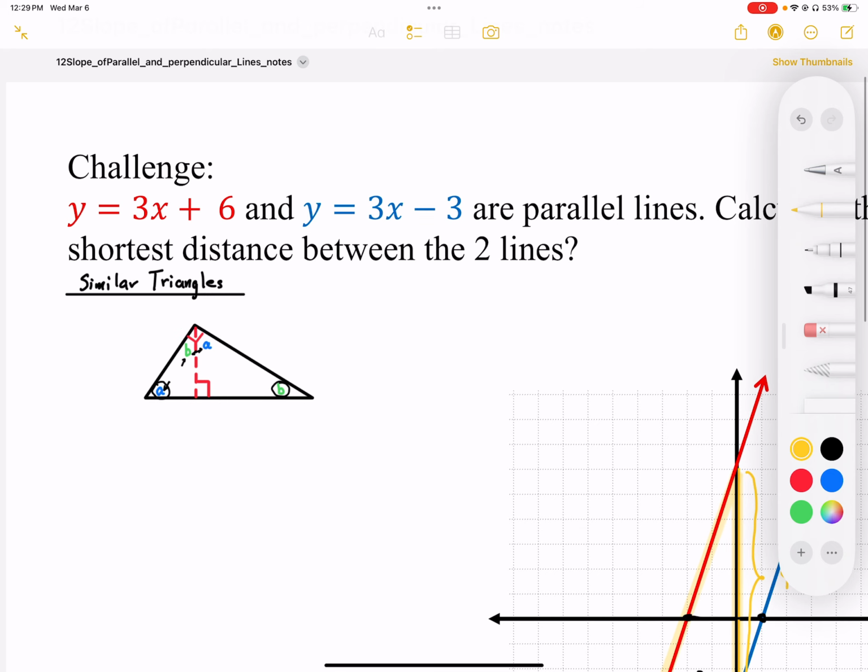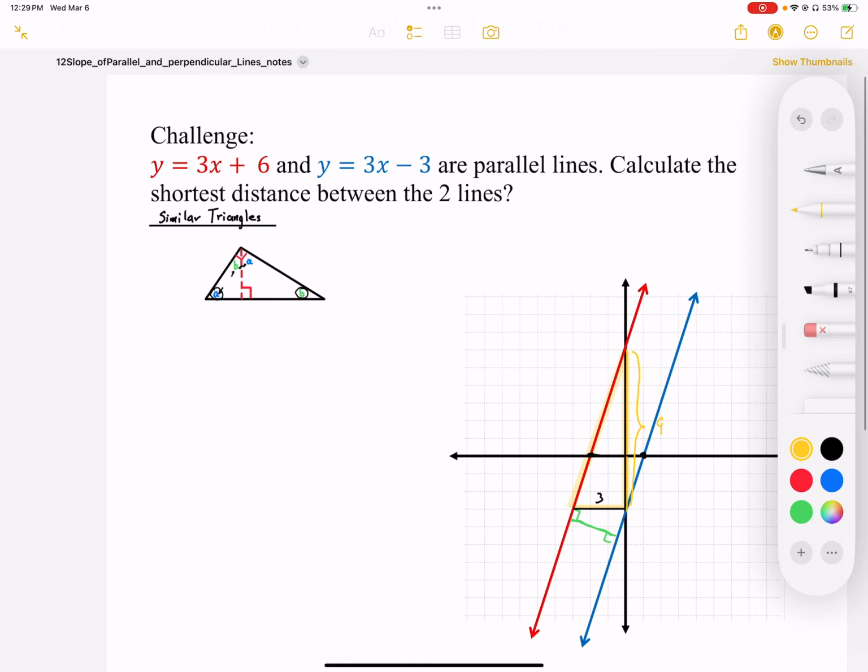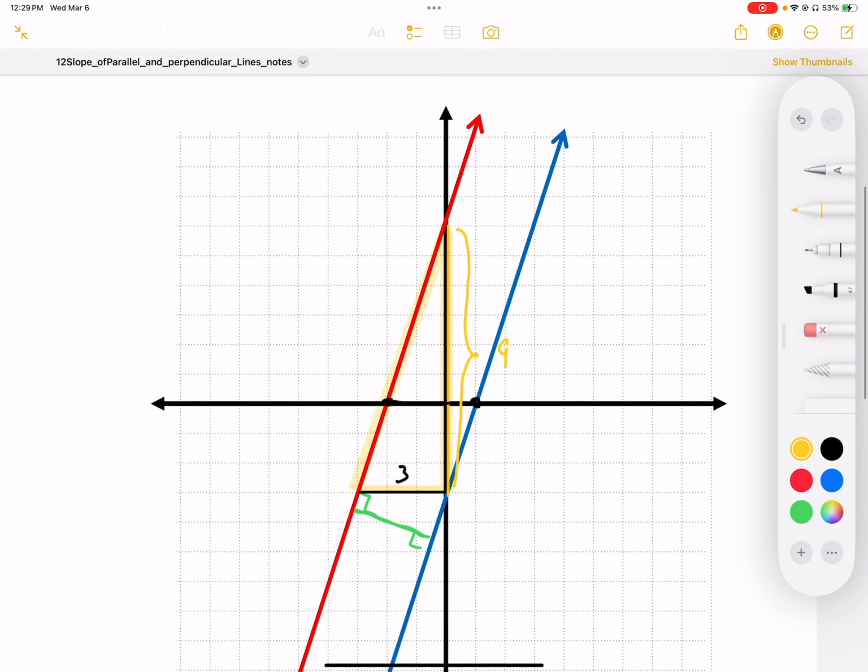If we take a look at our equations, we can actually just subtract the y-intercepts. So 6 minus negative 3 gives us positive 9. So we have the horizontal and vertical distance of that triangle. We also want to use the hypotenuse. So using Pythagoras, 3 squared plus 9 squared is 90, and so the hypotenuse is square root 90 in length. So there's our right triangle. We have all three sides of the right triangle.